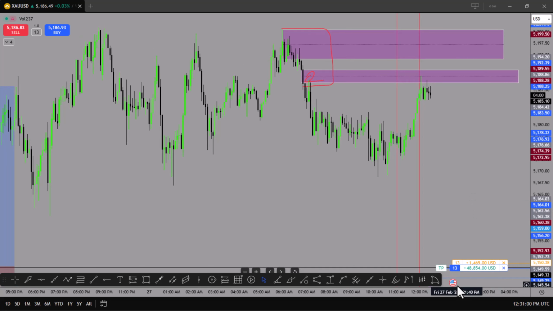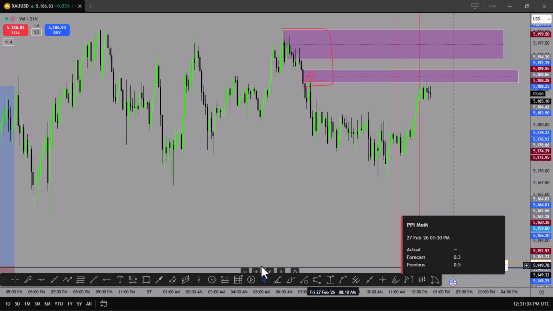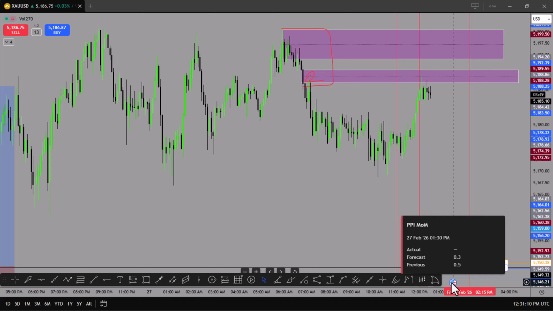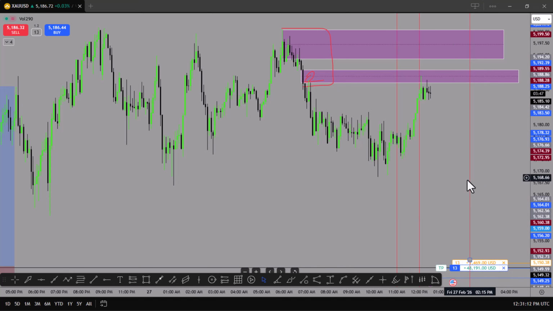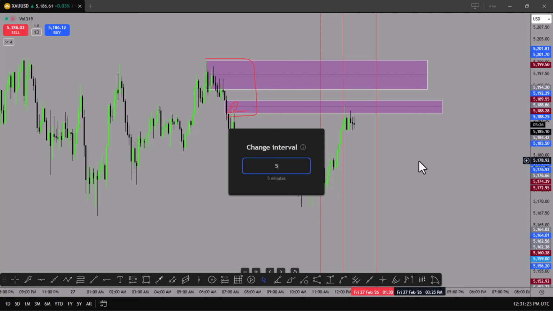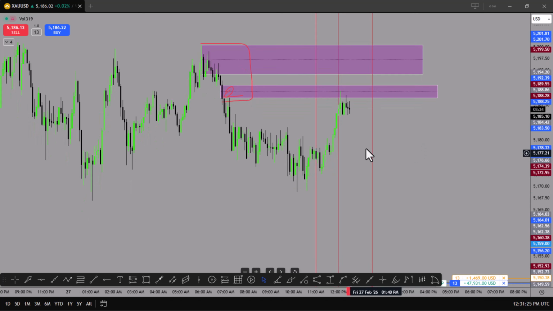Also, there's a news around this zone right here. So I might as well put something on it, just to be safe. What time is this? So that would be 1:30, right? So all right, I might as well put something on this, obviously, as you can see. So there's news here. There's news here. I just want to be reminded.